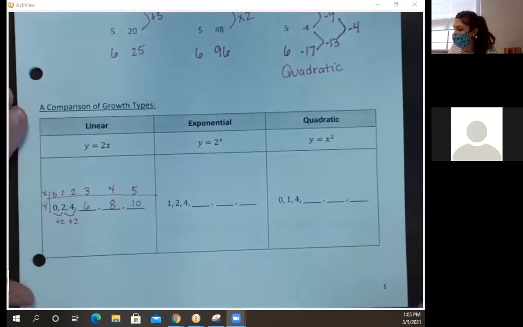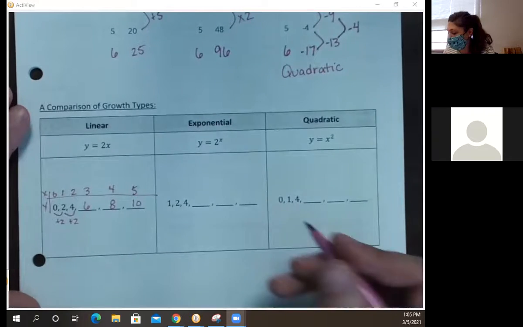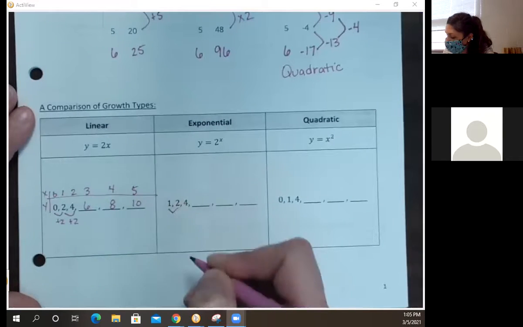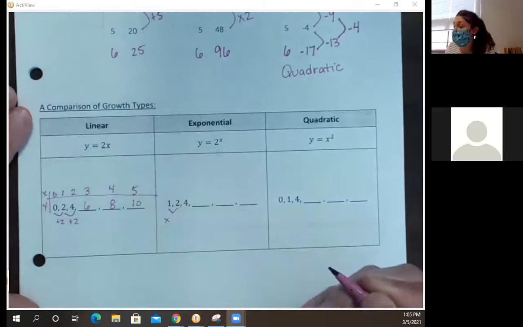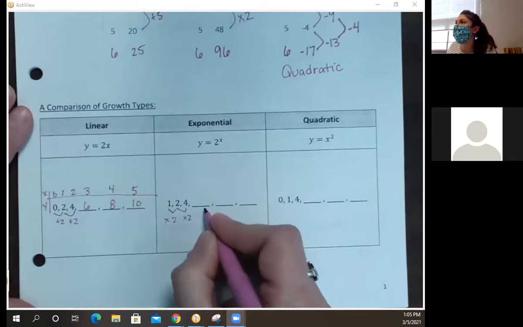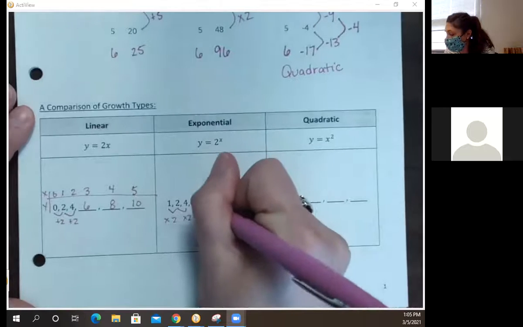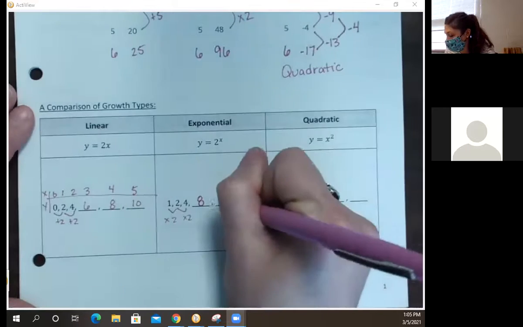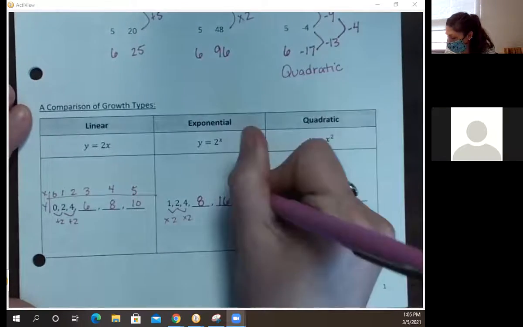And we could do the same thing for our exponential function. So 1 times what gives me 2? 2, yeah. And then 2 times 2 gives me 4. So what's the next number? 4 times 2 gives me 8, then 16 and 32.